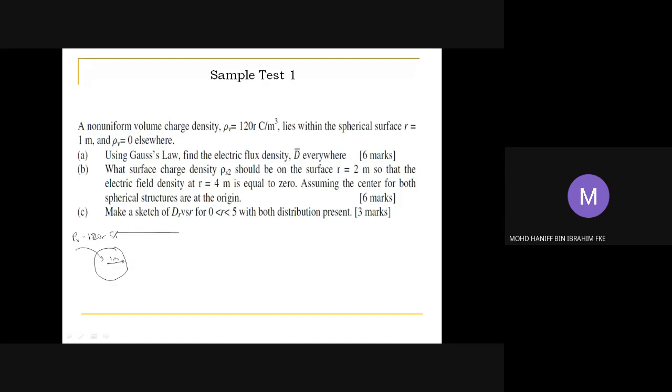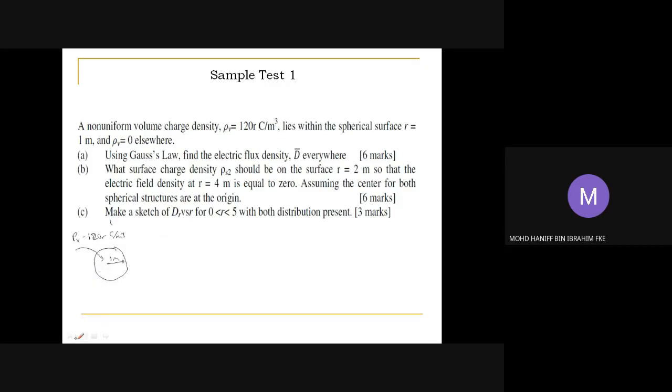Which means that we are dealing with volume charge density. In the previous examples that we did just now, we were dealing only with the spherical surface, I mean, the surface charge. But for these examples, the problem is related to the volume charge. For volume charge, the charges are inside the sphere. For surface charge, the charges are located only on the surface of the sphere. So you need to distinguish between these two charge distributions clearly, yeah? Okay, that should be the sketch of your problem.